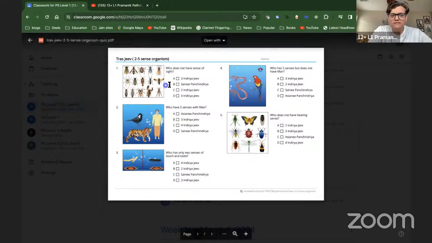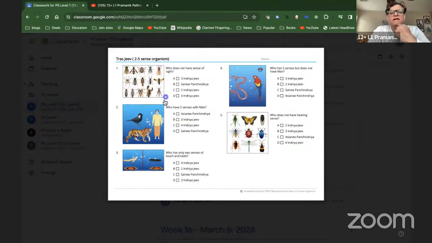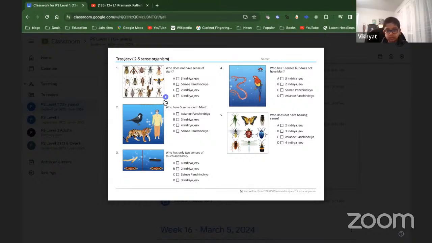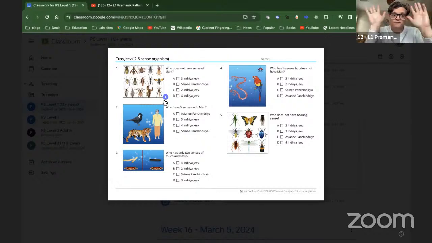है ना? Who does not have sense of sight? Let's see. Remember this: touch, taste, smell, sight. So when somebody says they don't have the sense of sight, that means they at least have touch, taste, and smell. That means they are teen indriya jeev. है ना? So the question is, who does not have the sense of sight? Plants don't. Four indriya jeeves have sense of sight and five indriya jeeves have sense of sight. ठीक है ना? So any jeev with either two sense organisms or three sense organisms does not have sense of sight, right?